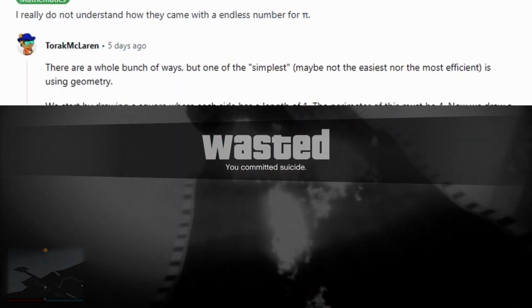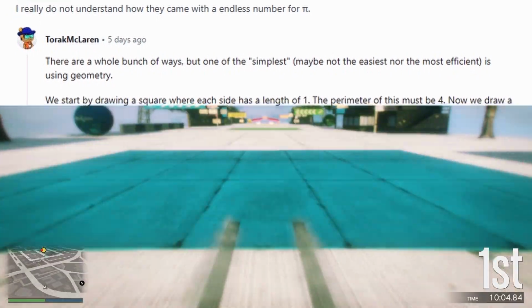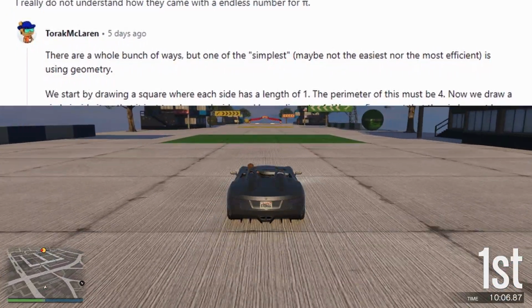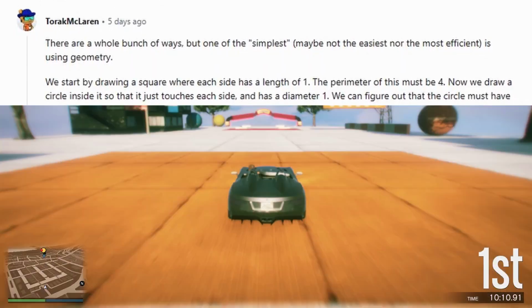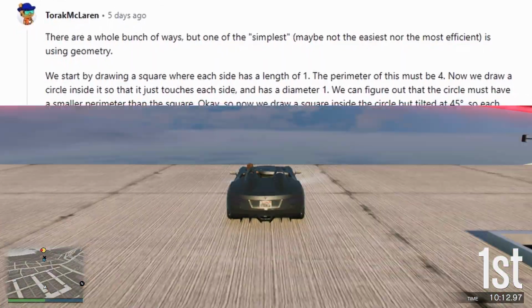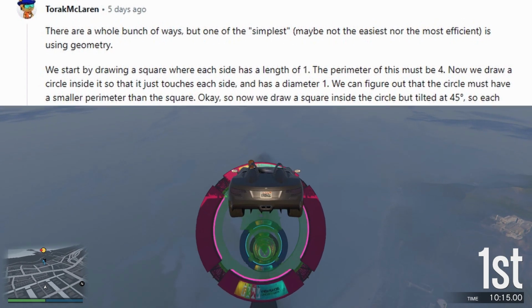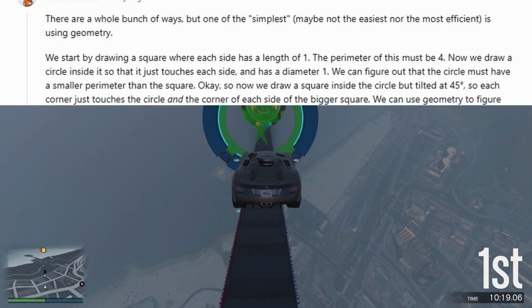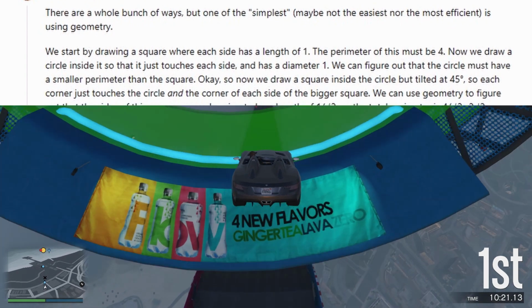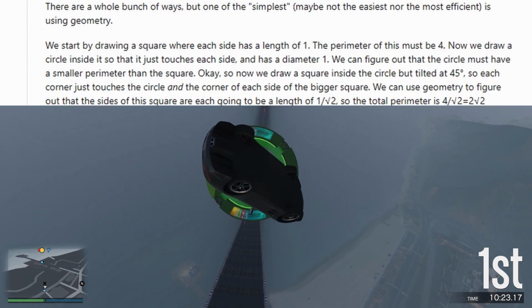There are a whole bunch of ways, but one of the simplest, maybe not the easiest nor the most efficient, is using geometry. We start by drawing a square where each side has a length of 1. The perimeter of this must be 4. Now we draw a circle inside it so that it just touches each side, and has a diameter of 1. We can figure out that the circle must have a smaller perimeter than the square.